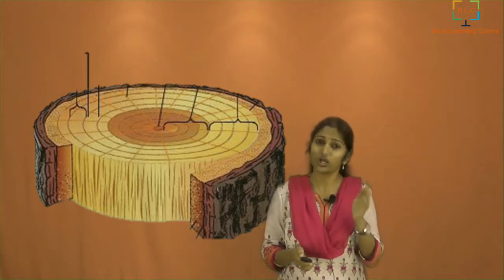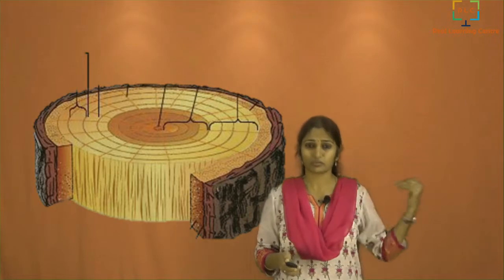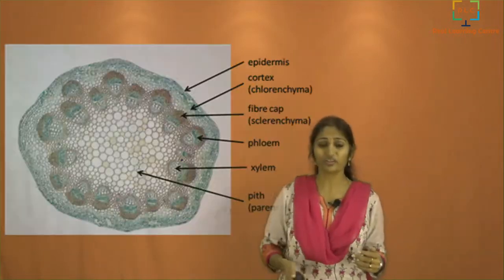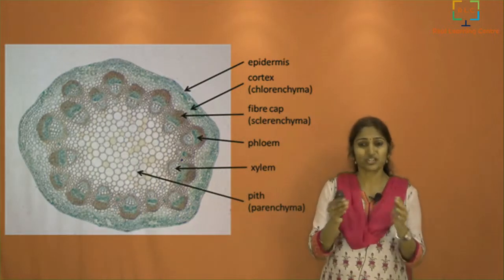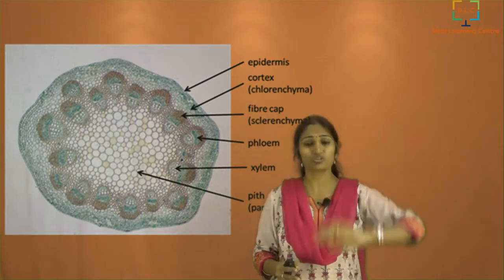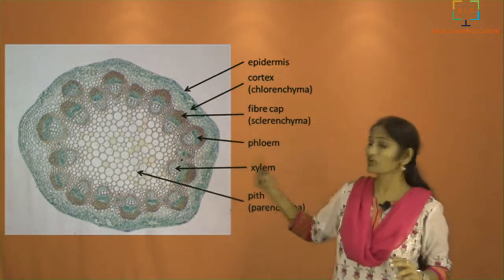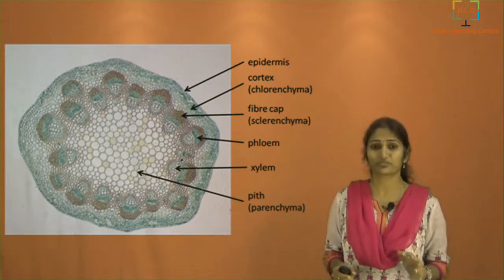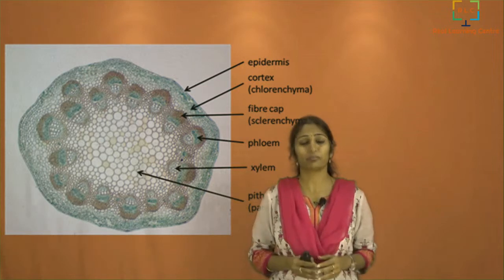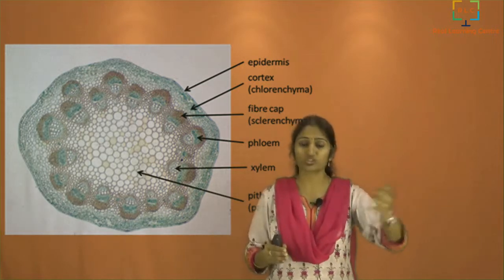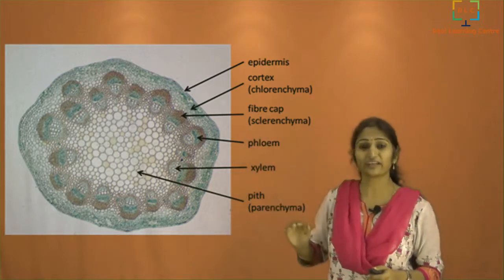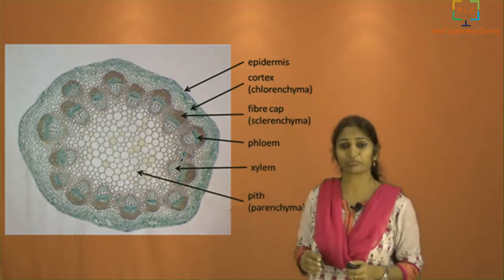However, if I take a smaller stem like the coriander which we saw, you can see that the stem is made up of different layers. The outermost layer here is called the epidermis. Epidermis means outer layer of the plant. Epi meaning outside, derma meaning skin. So there is this outer layer which is acting like the skin of the stem.